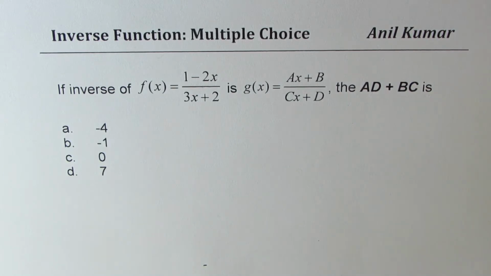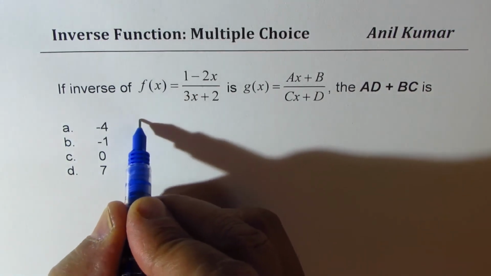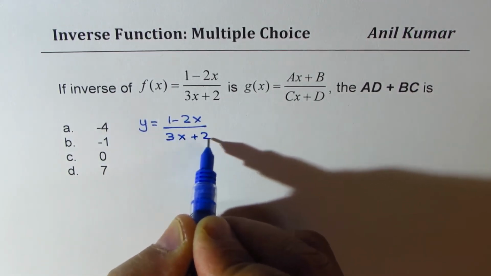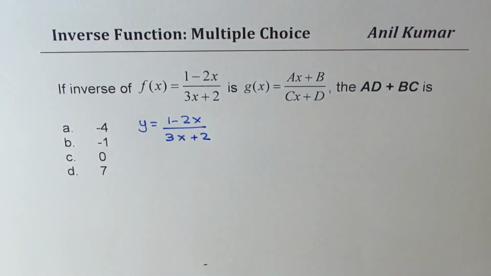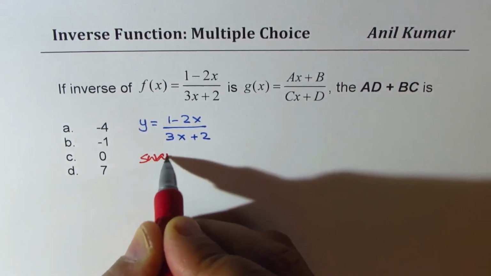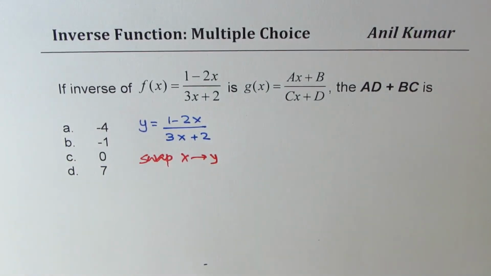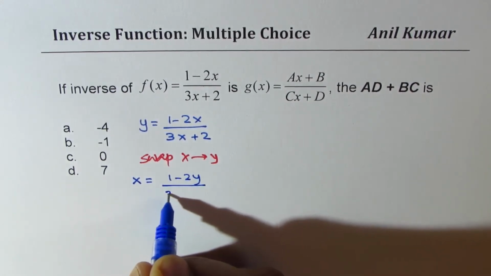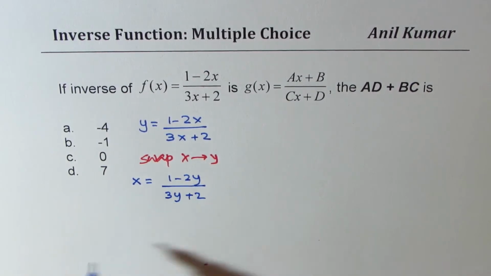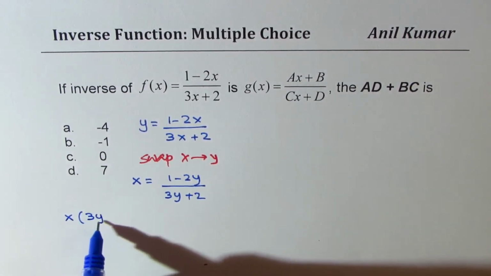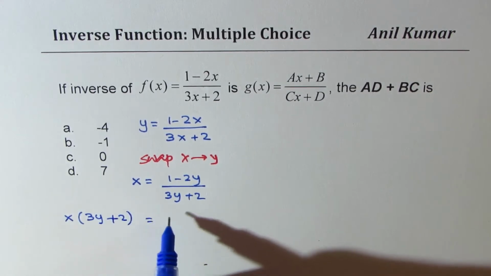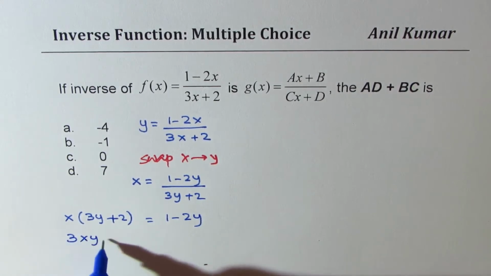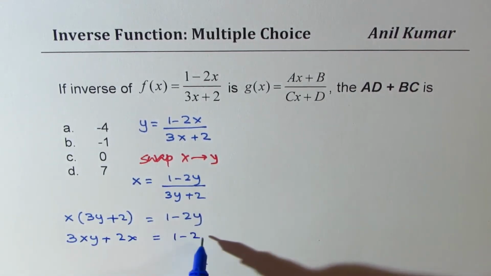Now for such questions, it is better to find the inverse. What we are given here is y equals 1 minus 2x over 3x plus 2. The first step is to swap x and y, right? If we do that, we get x equals 1 minus 2y over 3y plus 2. Now let's cross multiply. So we get x times 3y plus 2 equals 1 minus 2y. Let's open the bracket: 3xy plus 2x equals 1 minus 2y.